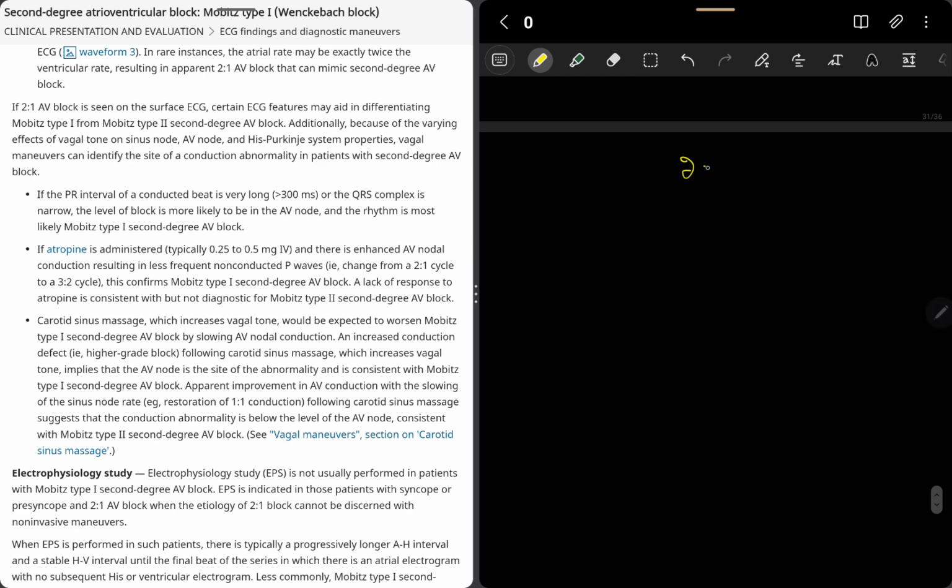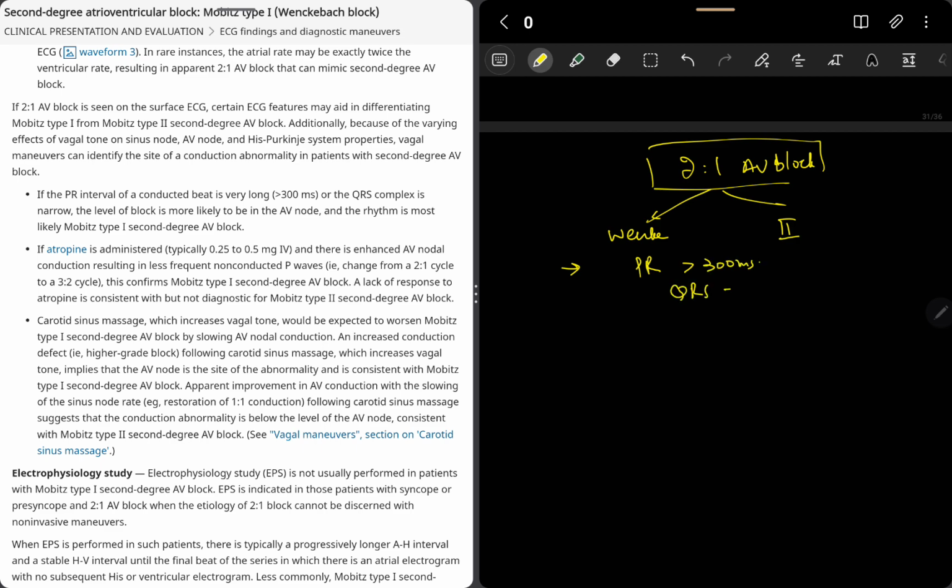As already described, 2:1 AV block if present. Then how will you describe whether this is Wenckebach or Mobitz type 2 second degree AV block? Answer is if the PR interval is greater than 300 milliseconds or the QRS complex is narrow, then the level of block is more likely to be in the AV node and the type is most likely to be Wenckebach. So two things, PR interval greater than 300 or QRS complex narrow.